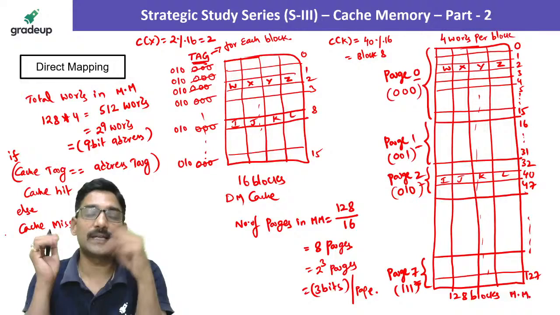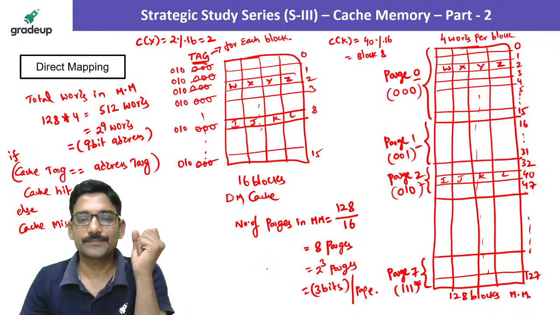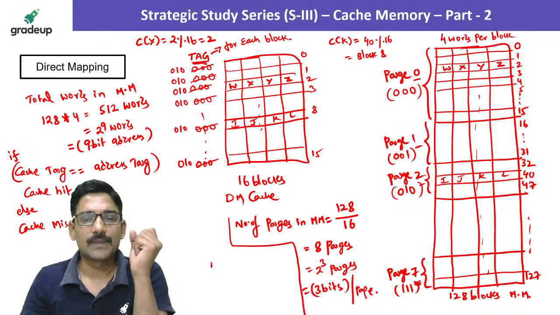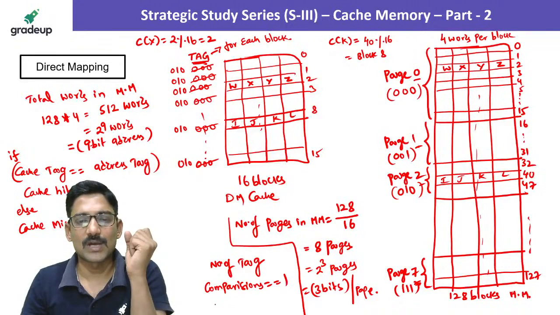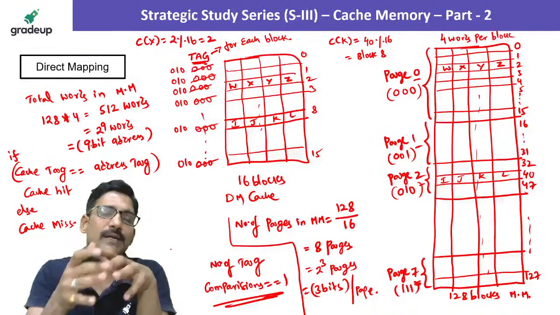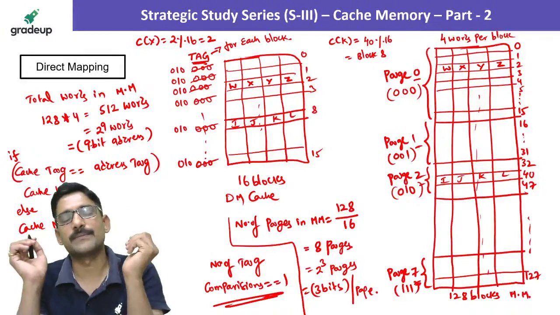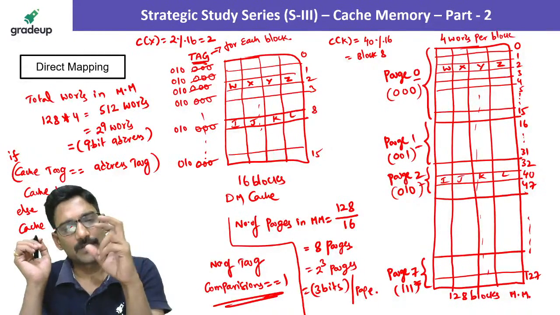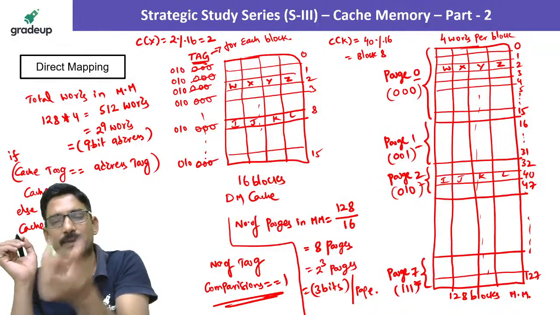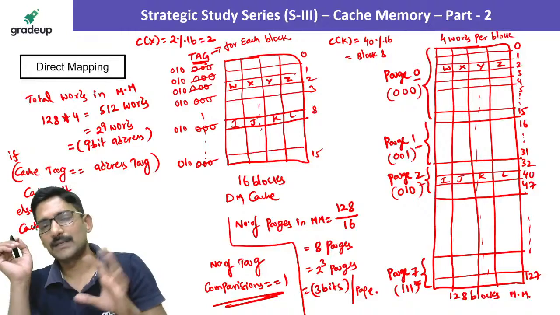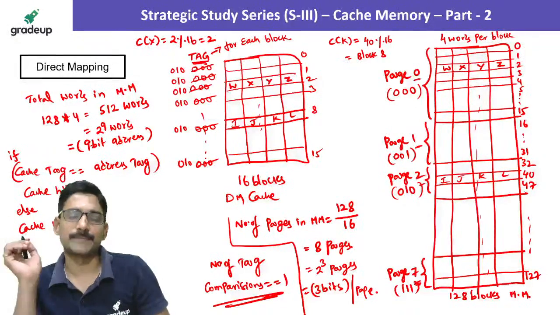But how many tag comparisons are needed in DM? The number of tag comparisons needed will be just one. Why? At any given time, all the tags will be the same for DM. For all the blocks, the tag will be the same. So if you compare with the first tag, that means you compared with everything because all are the same.